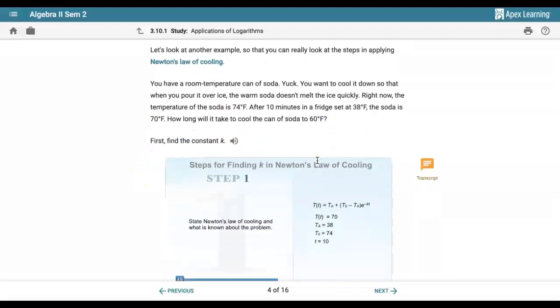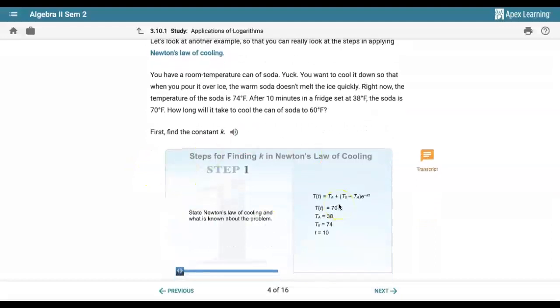All right, well, the first thing we need to do is find our equation that we're going to use. Right, so obviously we're going to use Newton's law of cooling for this one. Then what we're going to do is write down all the variables that we know from this problem here, right?